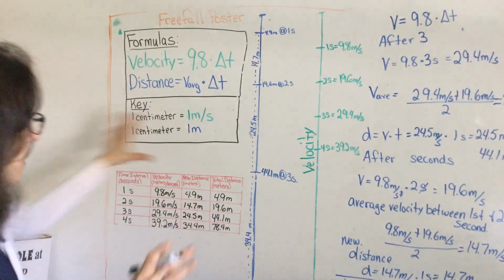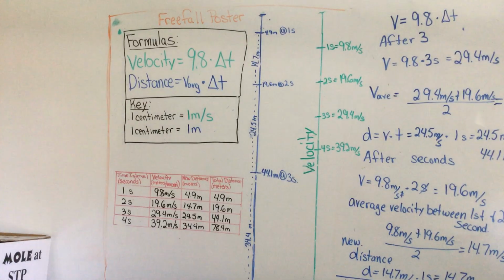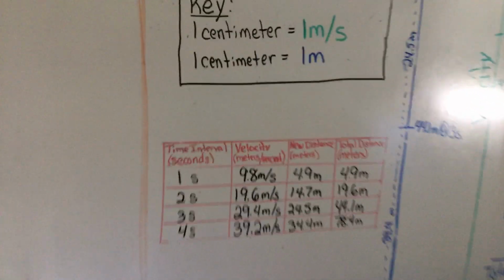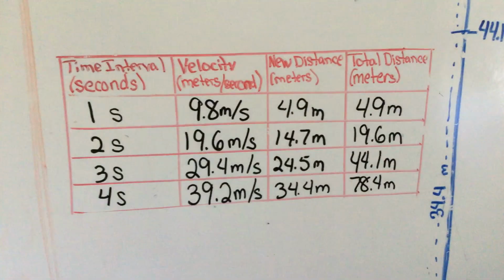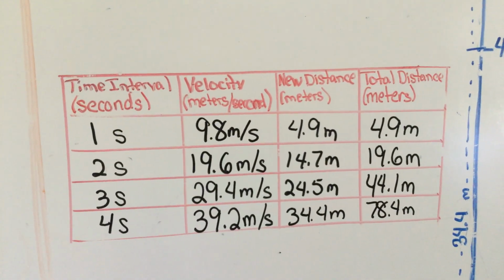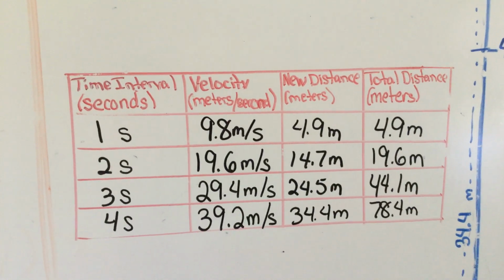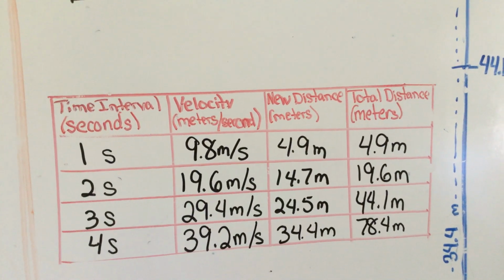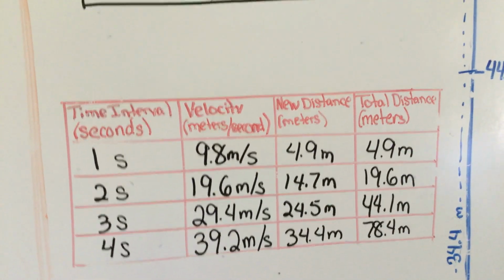All right, that will be everything you need for your poster. So you can do your poster and take a picture of it and send it to me. I'm going to go ahead and zoom in on this so you can pause the video. See, we have a heading for time interval, a heading for velocity, a heading for the new distance, and a heading for the total distance. When you make your poster, please be as neat as you possibly can.